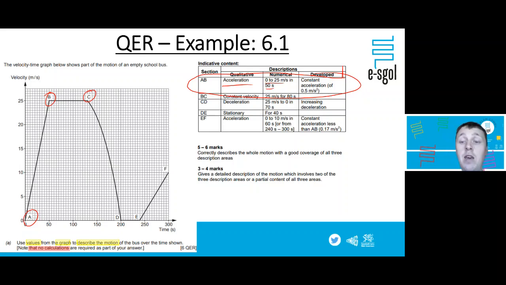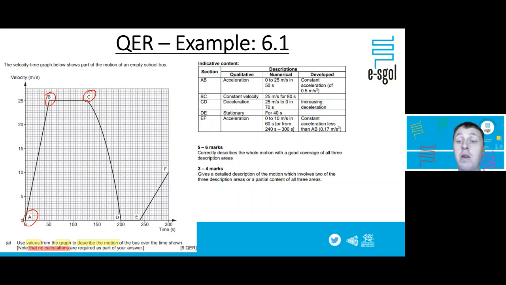B. In addition, B to C, we did identify a constant velocity for 80 seconds at that 25 meters per second. And in their marking scheme, you can see again, they ideally want you to repeat this all the way down. And by having so many different changes in motion, this is why the emphasis is on not calculating, but a clear description of the changes.